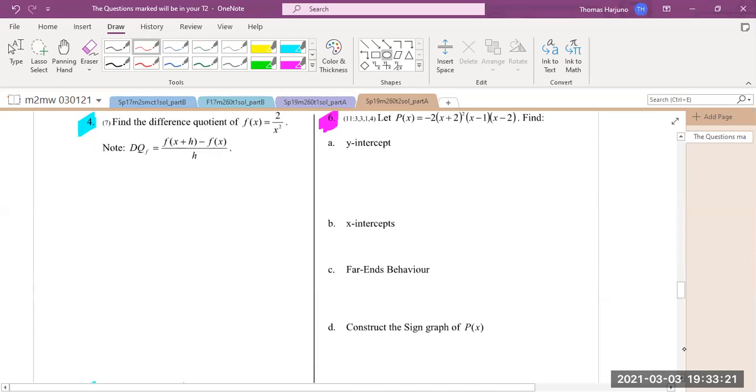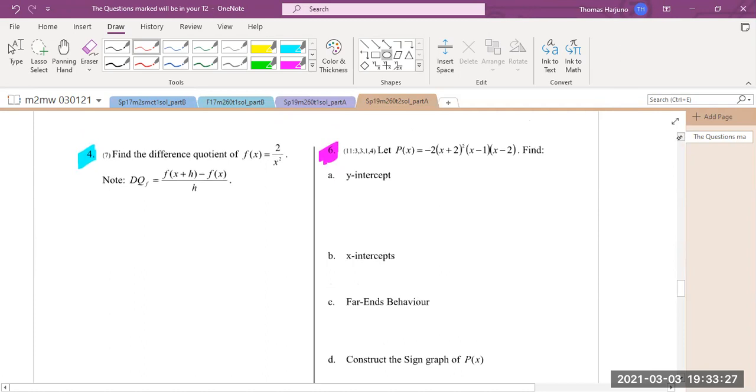The one here, not yet. Part A, number 6. Now that's test 2, right? But we can answer the y-intercept and x-intercepts already. The y-intercept is what? P(0) equals -2 times 2 squared, -1, -2. That's -2 times 4 times -1 times -2. There are 3 negatives, so this is -16. So the y-intercept is (0, -16). Not too hard, right?